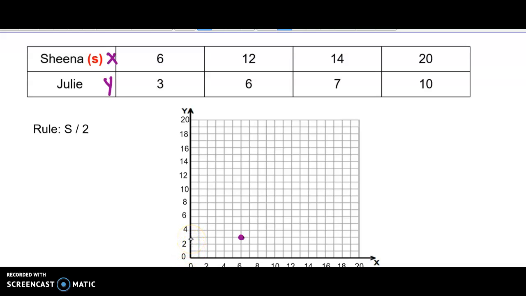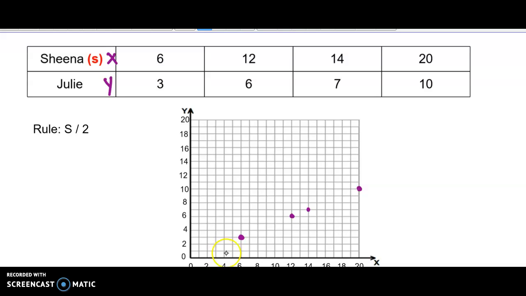Sometimes if I don't have space, I don't have to write all the numbers, but as long as I can figure out what number goes in between, it's totally okay. So then I have 12, 6. So 12 on the X, 6 on the Y, right there. 14 on the X, 7, right there, and then 20 and 10.